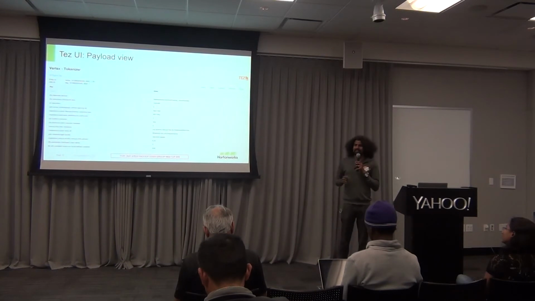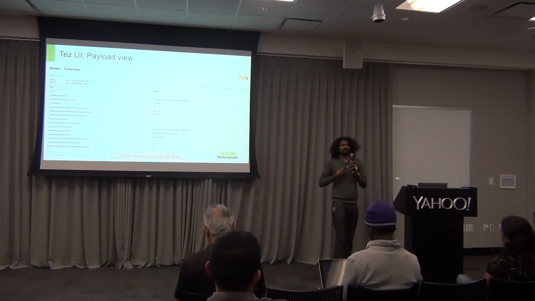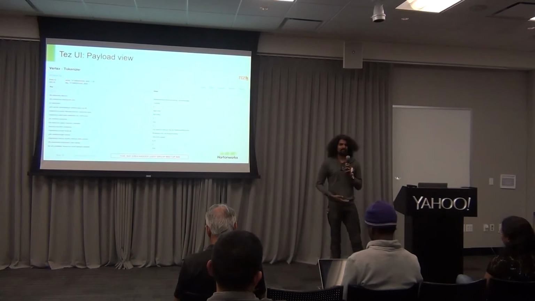The best example for it would be the auto reducer parallelism we have. For example, if you're doing a group by, it doesn't matter whether the destination has 200 reducers or 100.